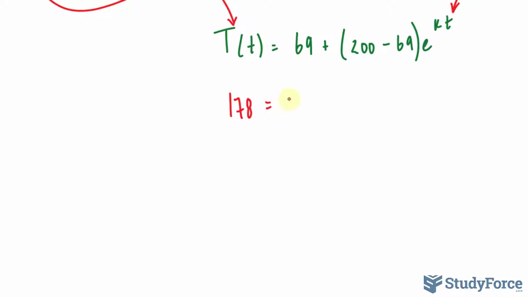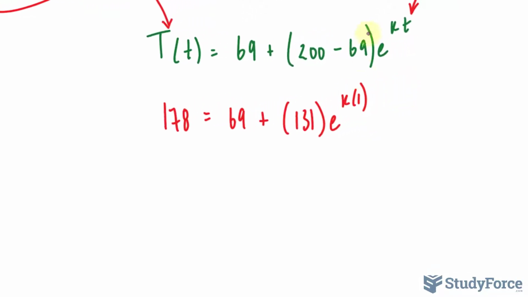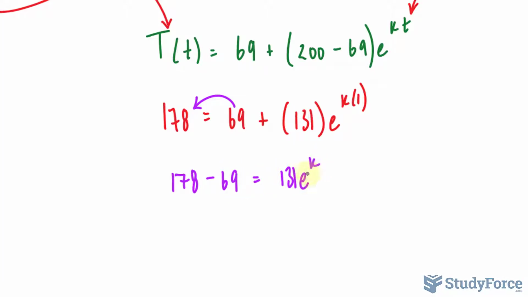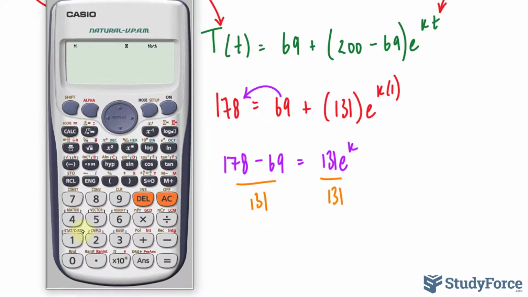178 is equal to 69 plus the difference between these two, which is 131, times e raised to the power of k times 1. Multiplying k times 1 is simply k, so we have 178. I'll bring that term over, minus 69 is equal to 131 e to the power of k. Dividing both sides by 131, let's go ahead and use our calculator for this. 178 minus 69 divided by 131, and we get the following quotient.